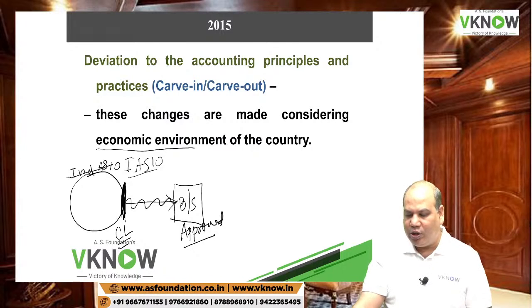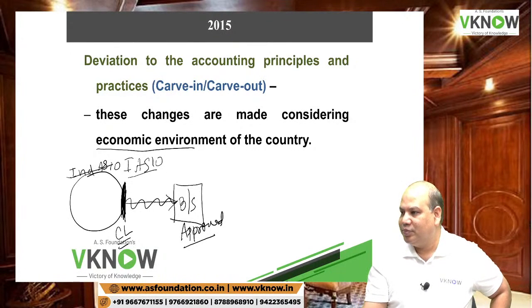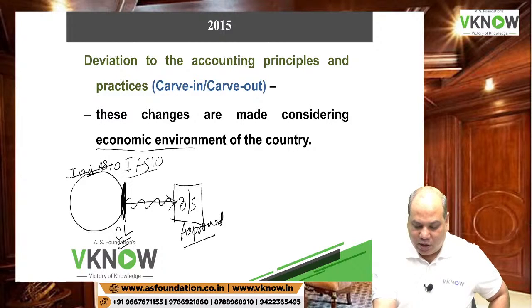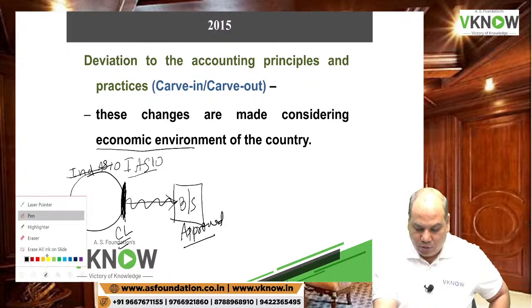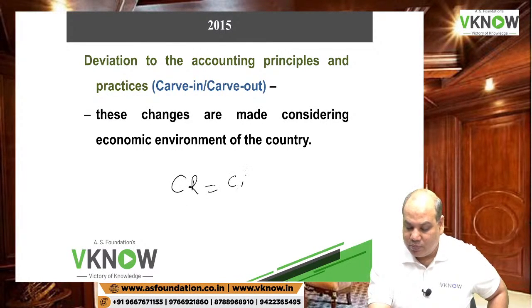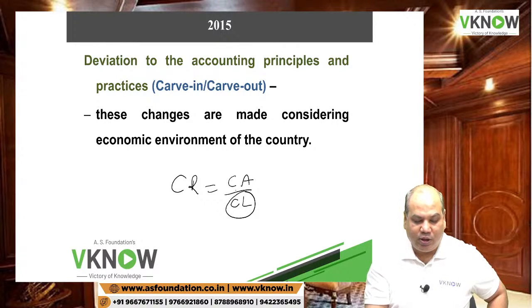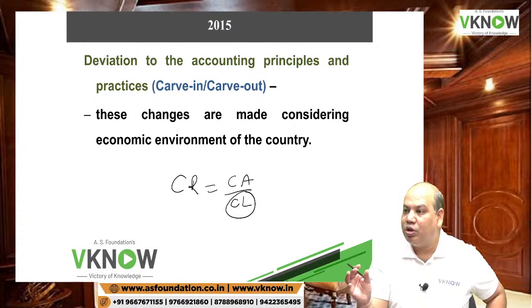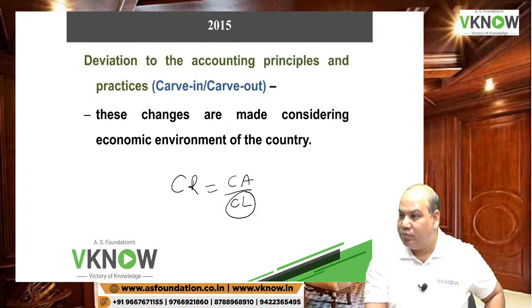So what does the economic environment of the country have to do with it? If you put a liability as a current liability, your current ratio will get disturbed. Current ratio is current assets upon current liabilities. So if you put a liability in current liability, your current ratio will go down substantially, and then it will affect your further borrowing. Investors don't look at a low current ratio very happily. They think that the company has a liquidity problem.